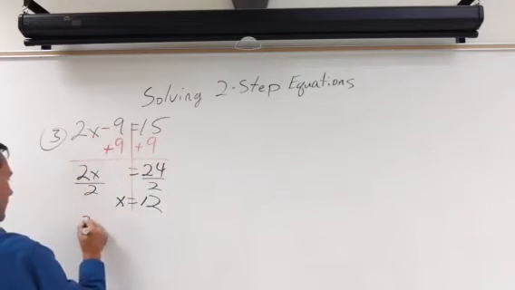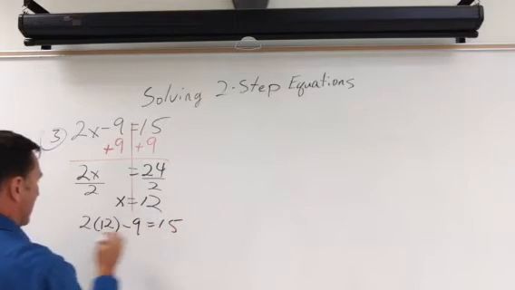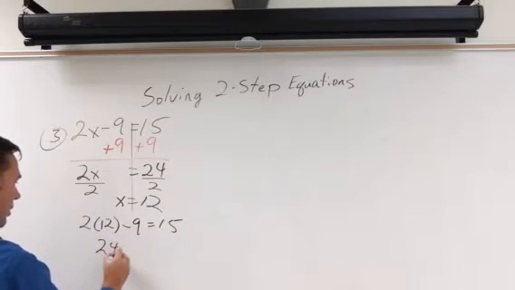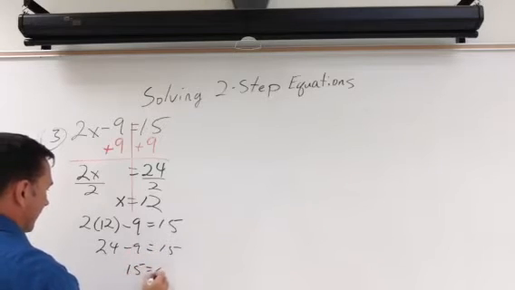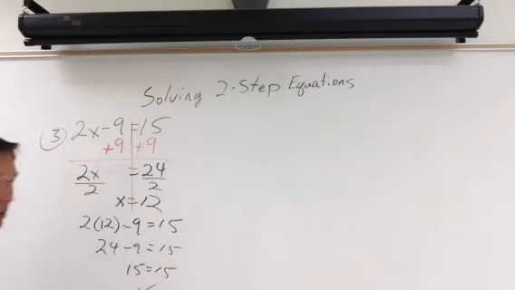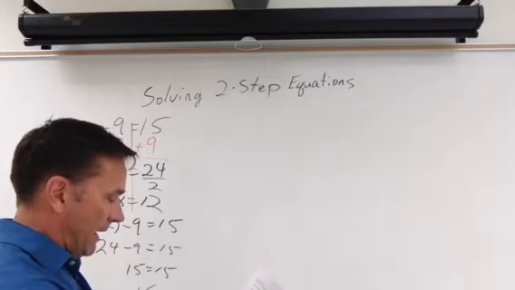Plug the 12 back in for the x. 2 times 12 is 24. 24 minus 9 is 15. And again, that one checks out. I'm going to leave number 4 up to you. Number 5.